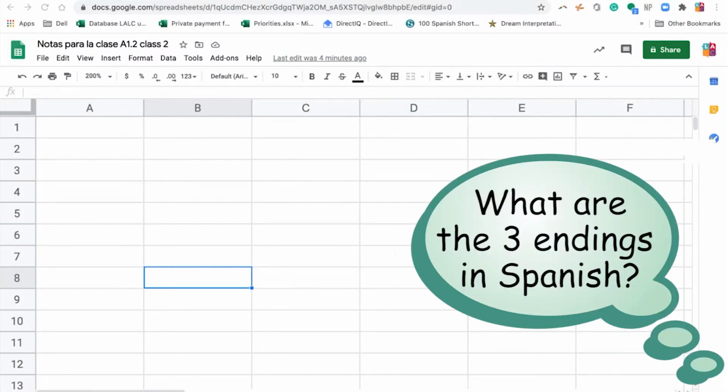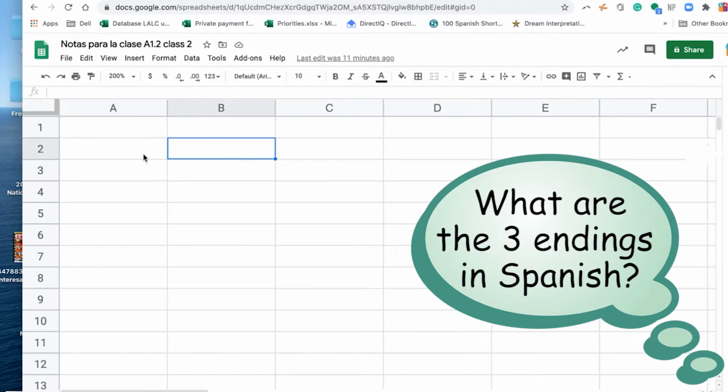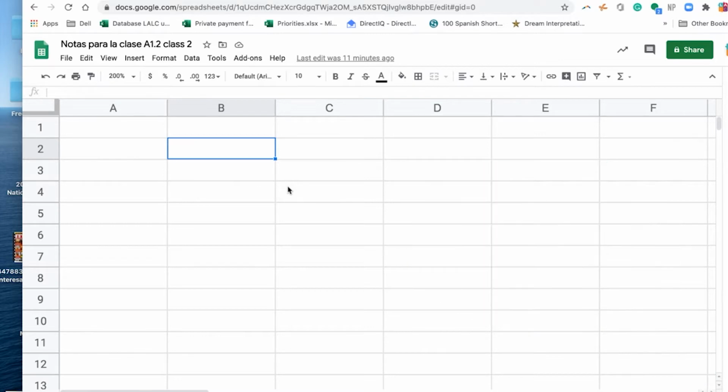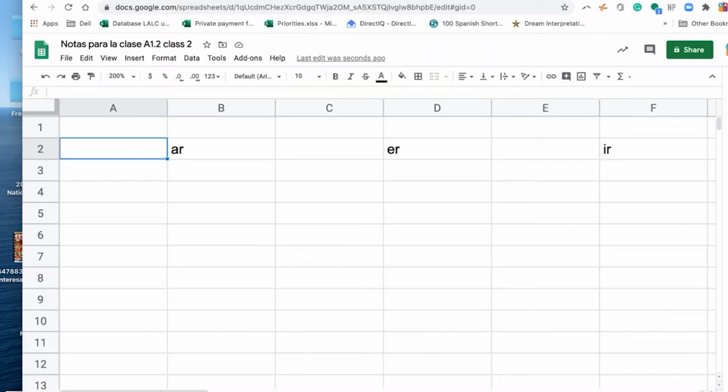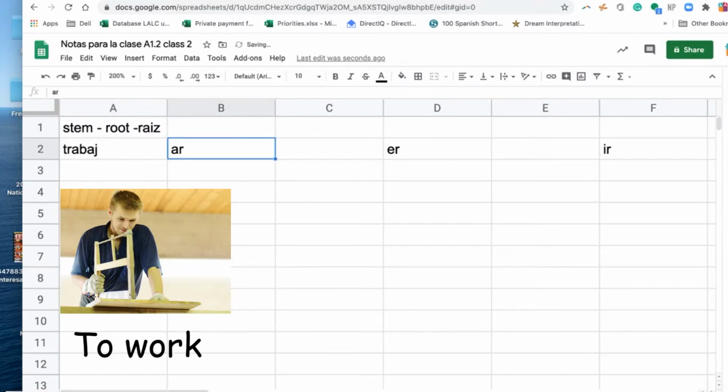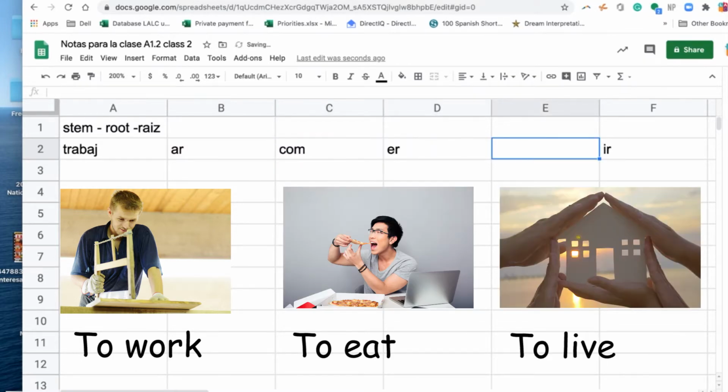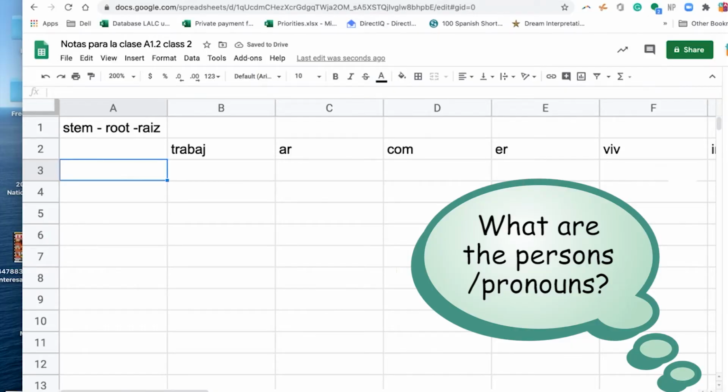So the first thing that I want to show you is the endings. Do you remember? First let's go to our notes. In the notes here you have the verbs that end in AR, ER and IR, right? You saw that from the present tense. Okay, very good. So anything that is not AR, IR or ER is called the stem, or root, or raíz in español. So, for example, trabajar, comer, com, and vivir, viv, okay? And the other thing that I asked you while you were watching is what the endings are for the persons.